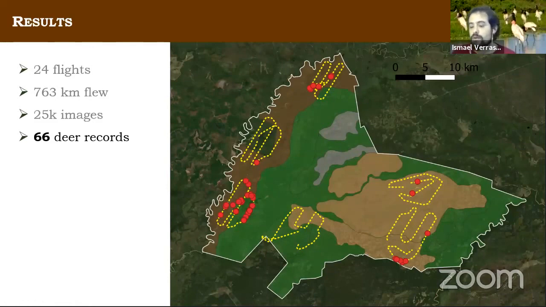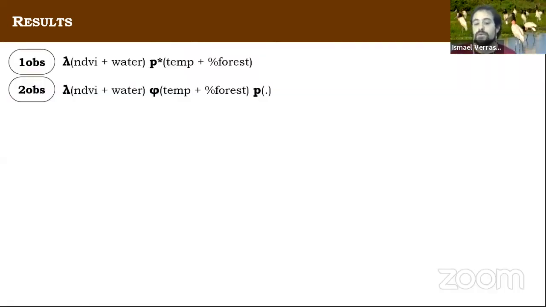So we got a total of 66 deer records in the 25,000 pictures collected in this survey. The red points in the map are the location of these records. And from the AIC model selection, we obtained the same best ranked model for both approaches, with vegetation greenness and distance to water bodies in the local abundance parameter, and temperature and coverage of forests in the detection process.